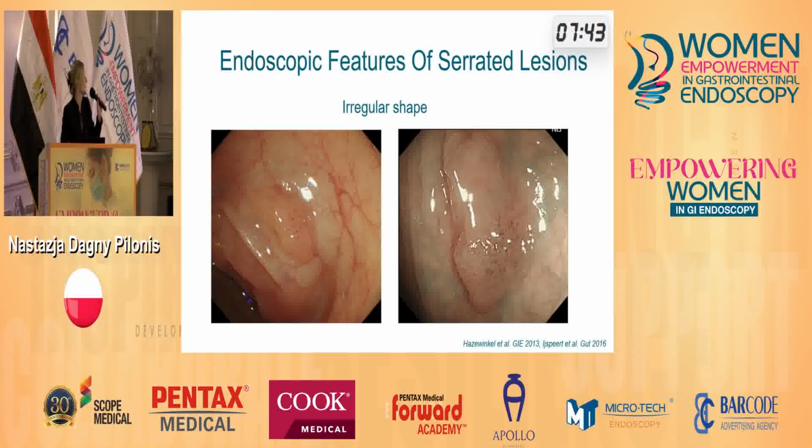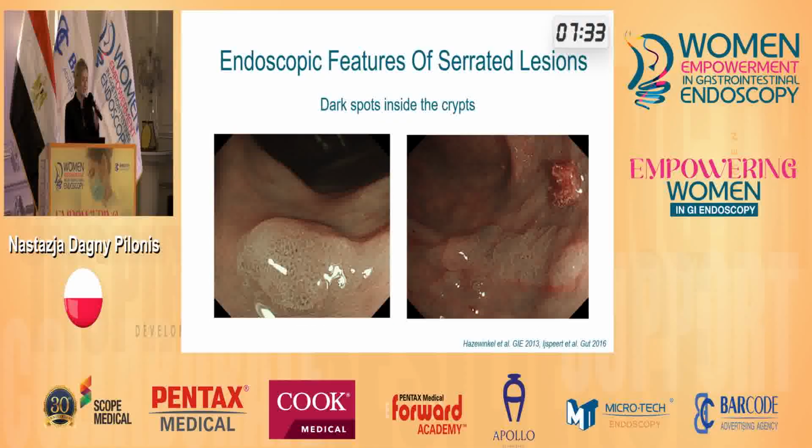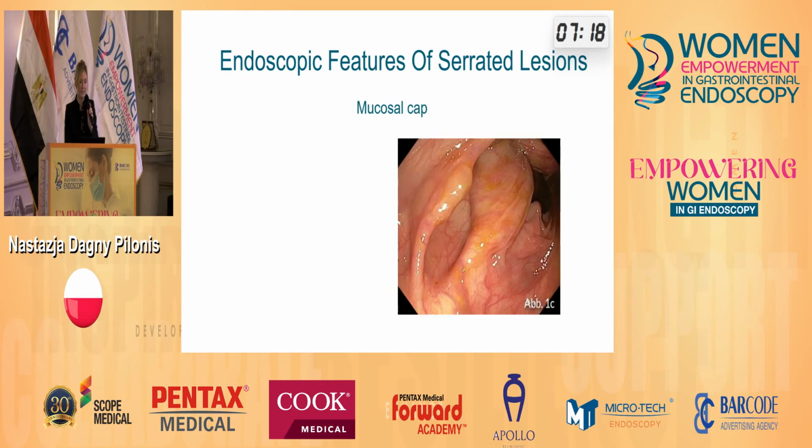They have an irregular shape, and this irregular shape stems not from the border, which is cloud-shaped, but from their surface, which is also irregular. This is something very characteristic for them. And they have dark spots inside the crypts. This is something that you cannot appreciate in adenomas. You can see those red arrows indicating the dark spots. This is a very characteristic feature for serrated lesions.